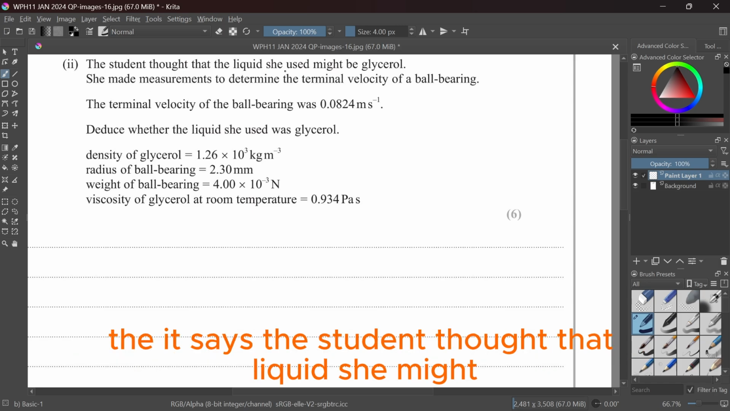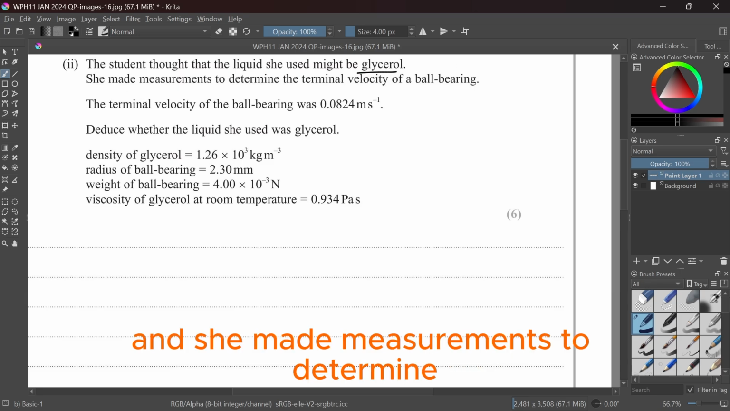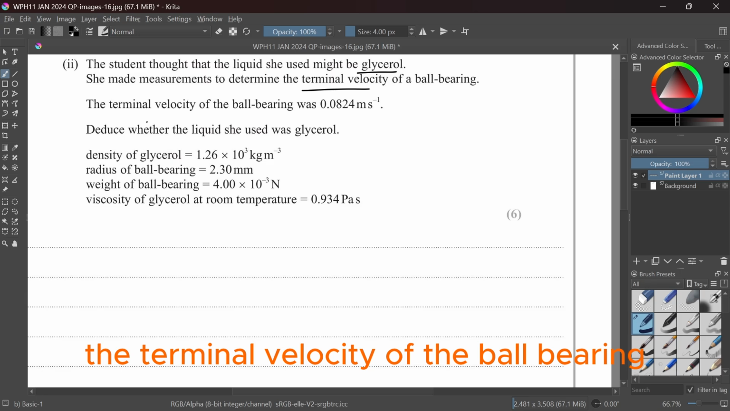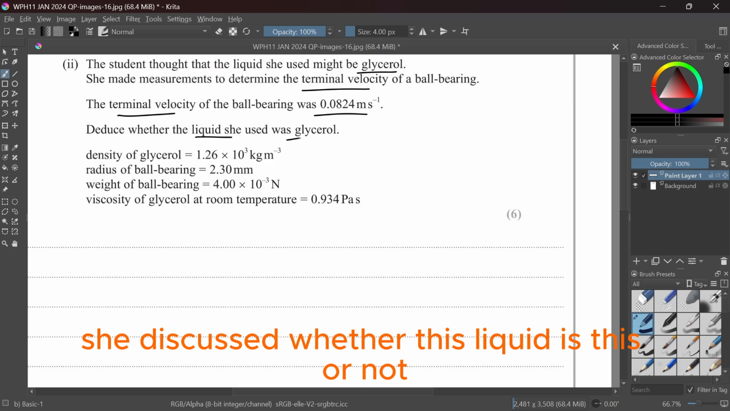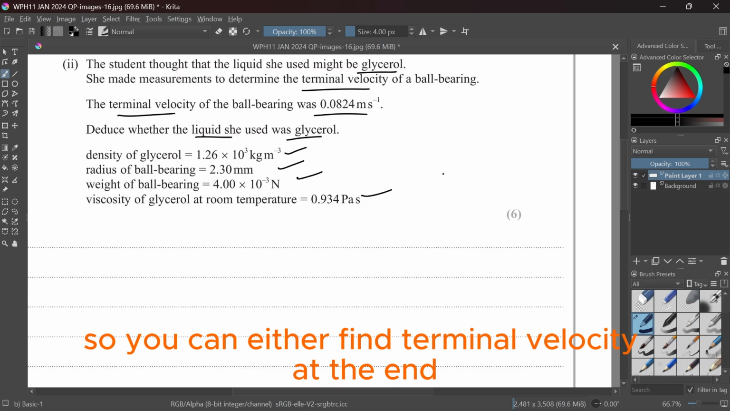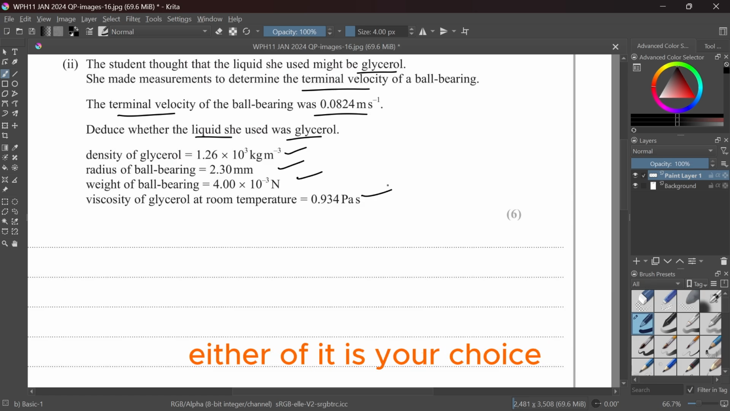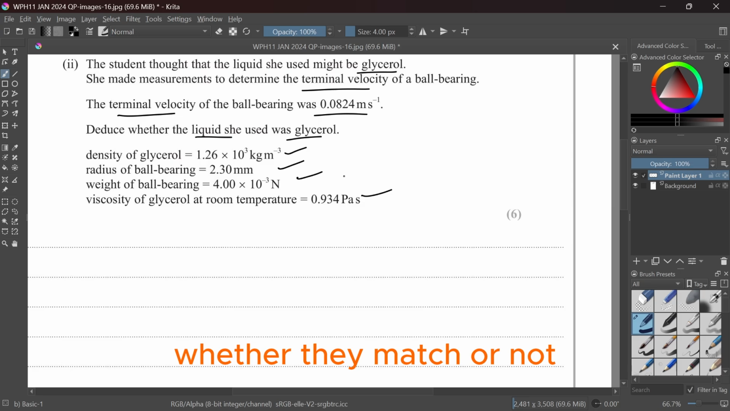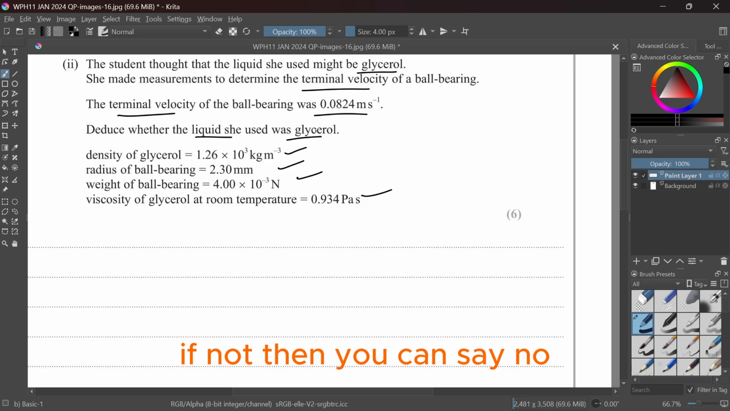It says the student thought that the liquid she used might be glycerol, and she made measurements to determine the terminal velocity of the ball bearing. She discussed whether this liquid is glycerol or not. Density, radius, weight, and viscosity are given, right? So you can either find the terminal velocity at the end, or you can go for the viscosity. Either is your choice. You just need to prove one of these values, whether they match or not. If they match, it is the liquid she thought she used. If not, then you can say no, she used some other liquid.